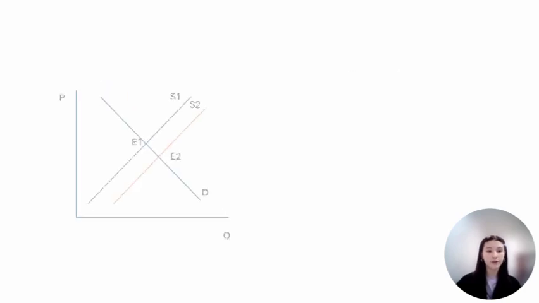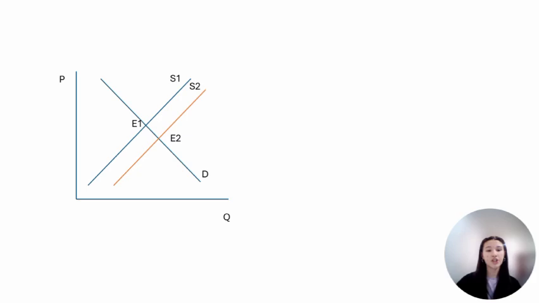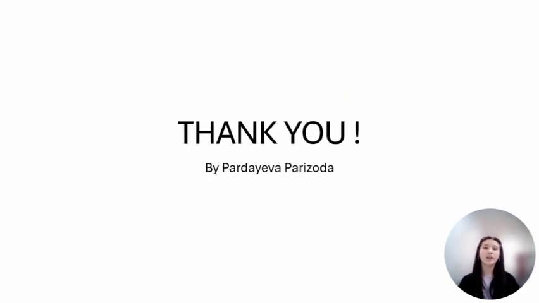In this graph, you can see the shift in supply. When the supply increases, the supply curve shifts to the right from C1 to C2. You can see here, and also the changing equilibrium point from E1 to E2 with decreasing price and increasing quantity.